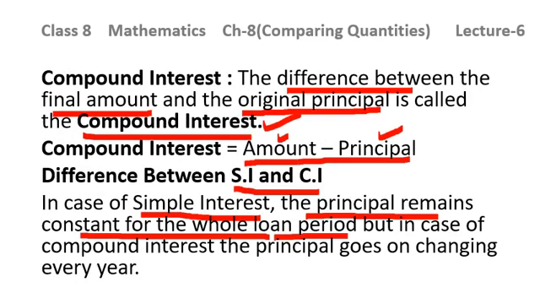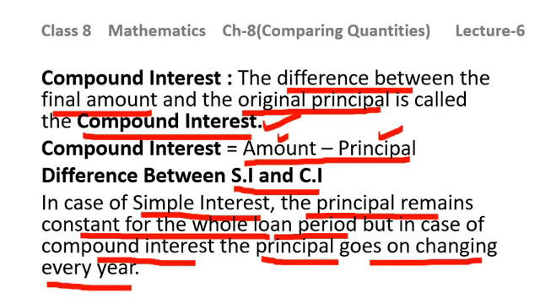But in case of compound interest, the principal goes on changing every year. What is that change? I told you in the previous lecture, I am repeating it. The amount of the previous year will be the principal for the next year. This we have seen with the help of an example also. In this lecture also, I will be taking an example so that it will be more clear to you.